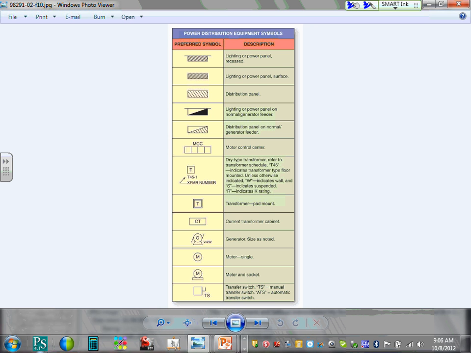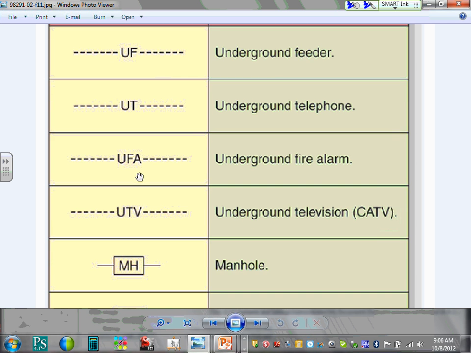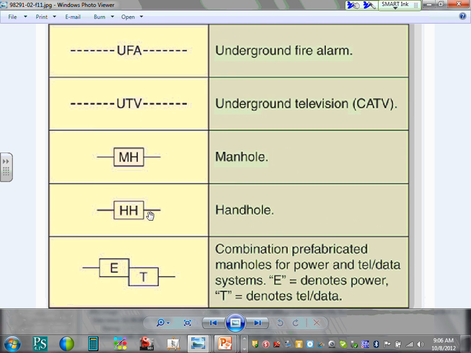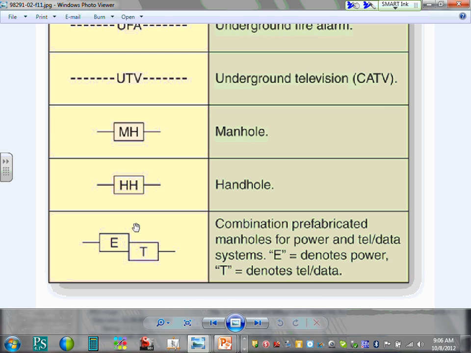Underground, on the site, UF, UT for telephone. I would use these ones, guys, for underground fire and so forth. These are manholes, handholds, and so forth.